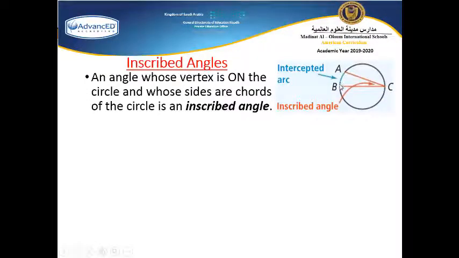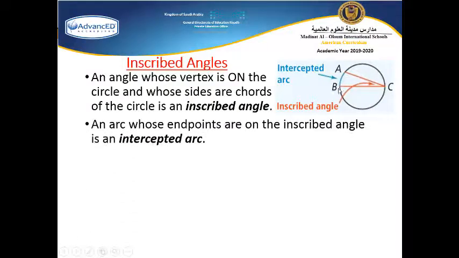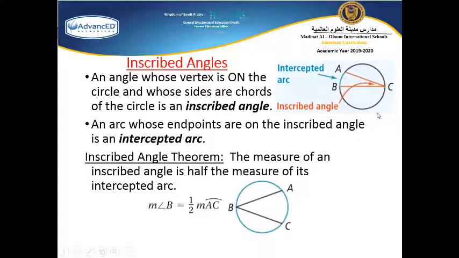The intercepted arc, like the arc AB, is an arc whose endpoints are on the inscribed angle. What about the measure of the inscribed angle? The measure of the inscribed angle equals half the measure of the intercepted arc. Then the measure of angle B equals half the measure of the intercepted arc AC.